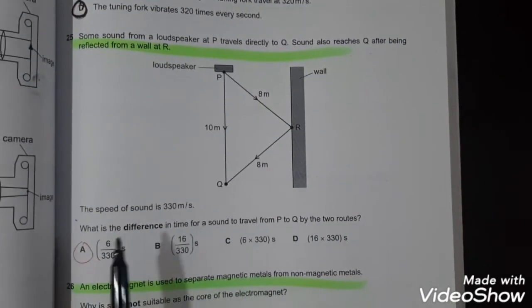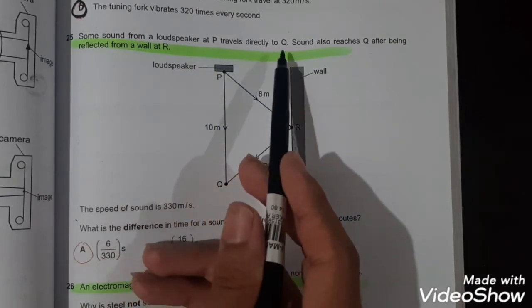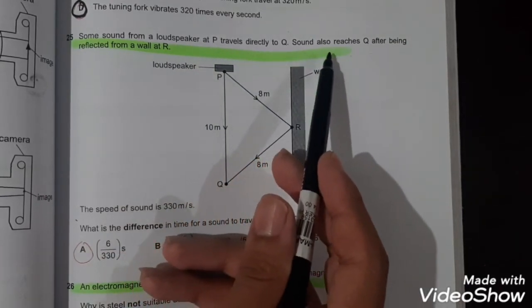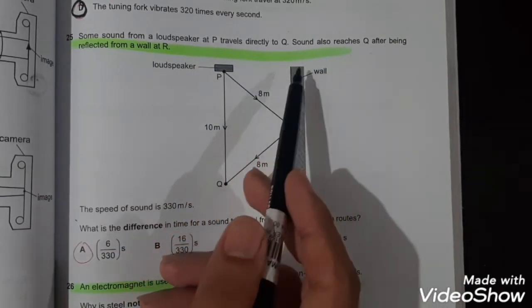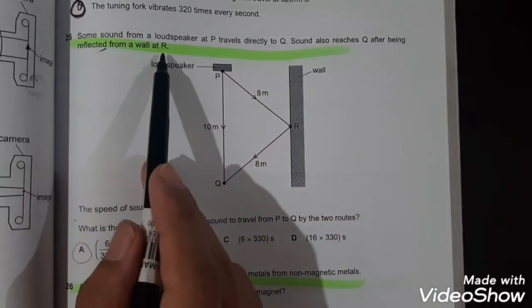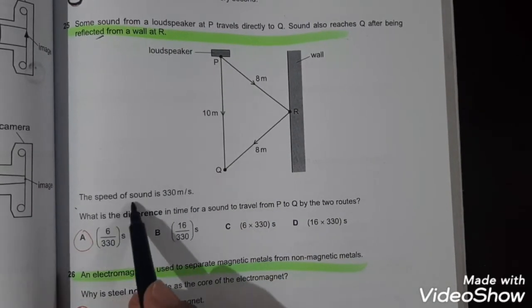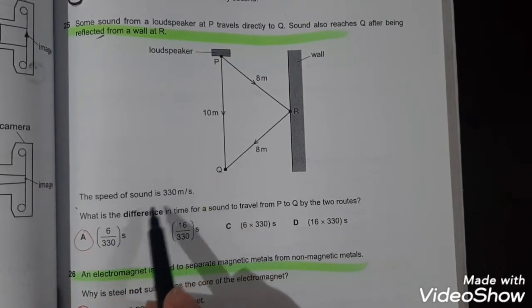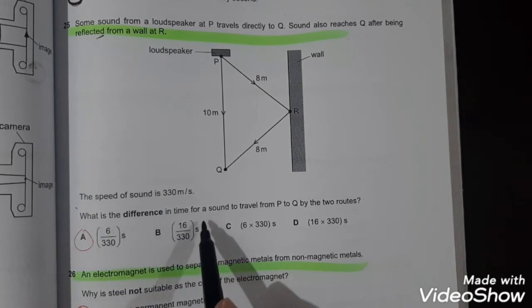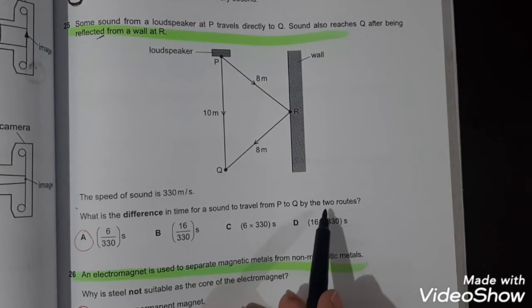Then question 25 states some sound from a loudspeaker at P travels directly to Q. Sound also reaches Q a little later after being reflected from a wall at R. The speed of sound is 330 meters per second. What is the difference in time for the sound to travel from P to Q by the two routes?